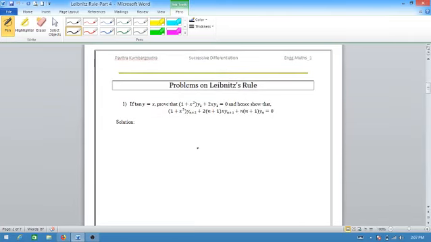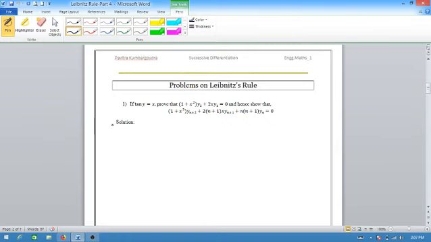So the first problem I have taken here is: if tan y is equal to x, then we need to prove the first result, (1 plus x square) y2 plus 2x y1 is equal to 0, and then apply the Leibniz rule and find the second result. So consider the given function.